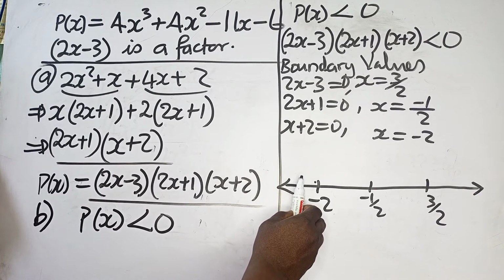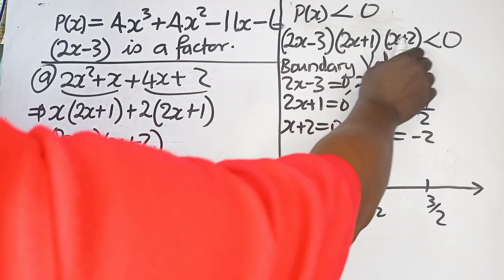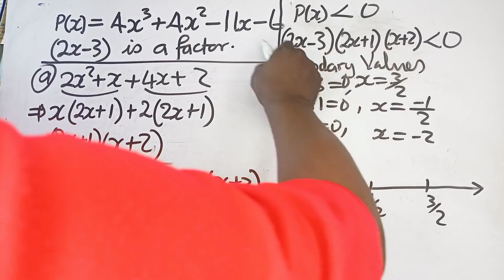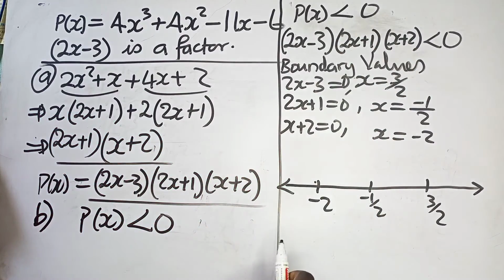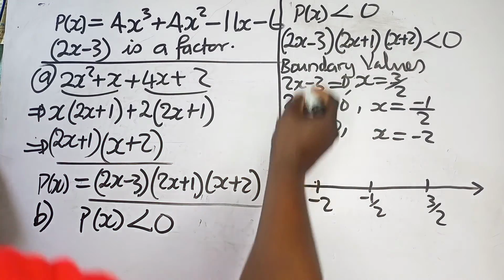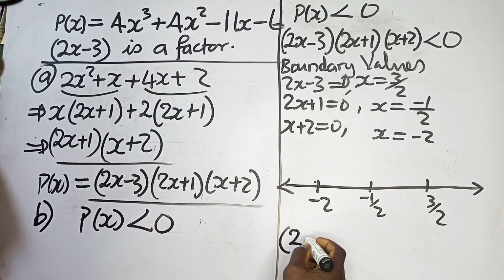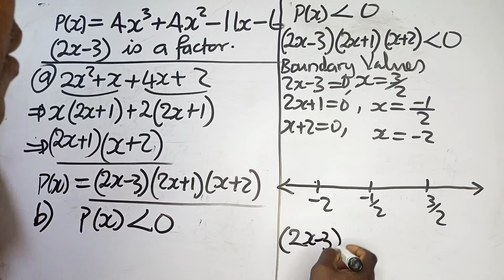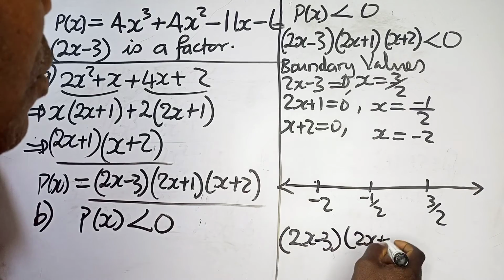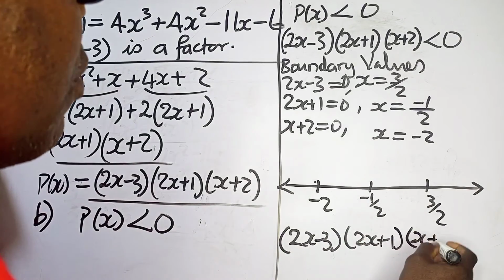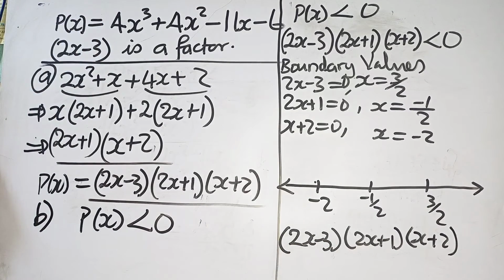Right? Analysis consists of taking a value in a zone and putting it there and noting the sign. All right? We take a value in each zone, we put there, and we note the sign. So let's write our expression again here. The expression we're going to be working with is 2x minus 3 into 2x plus 1 into x plus 2. We'll be doing our analysis here.